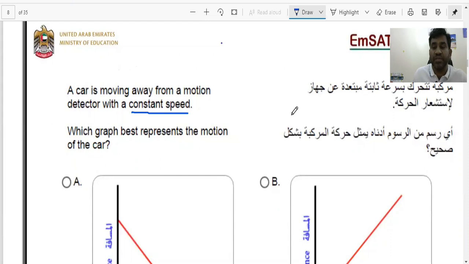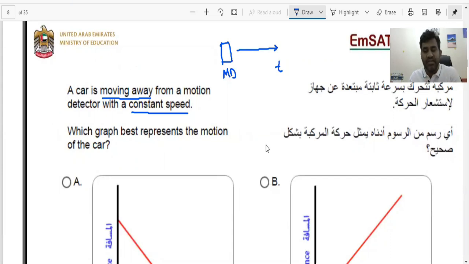So which graph represents the motion of the car? Again, look here: moving away with a constant speed. So the car is going away from the object, that is the motion detector. Suppose this is the object representing the motion detector, and the car should go away from it. As the car moves away, as the time increases, the distance also increases. That is what we need to predict.